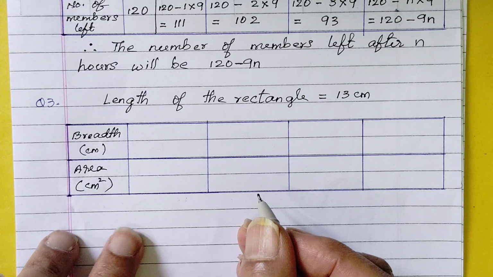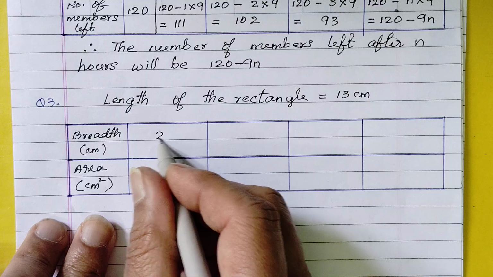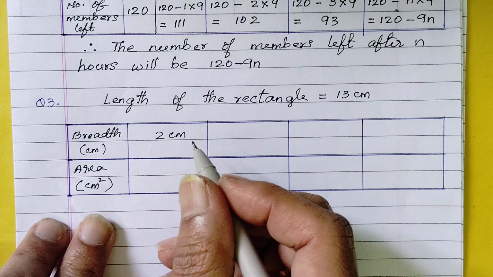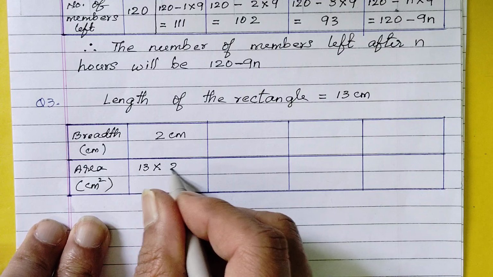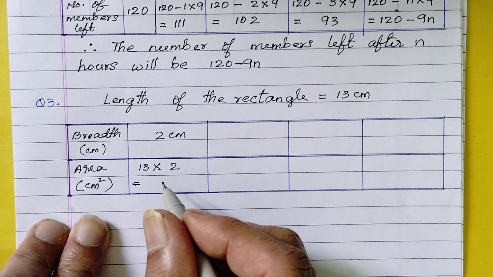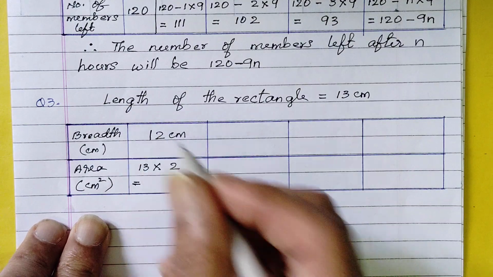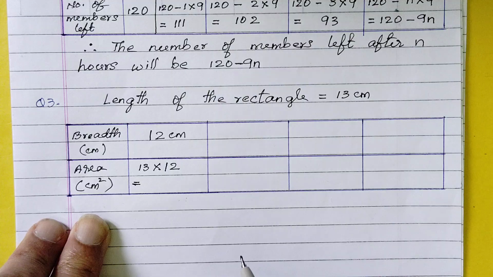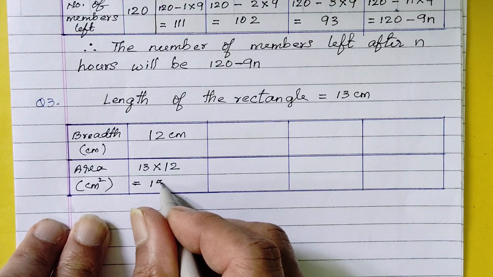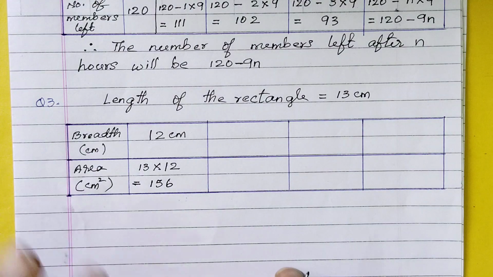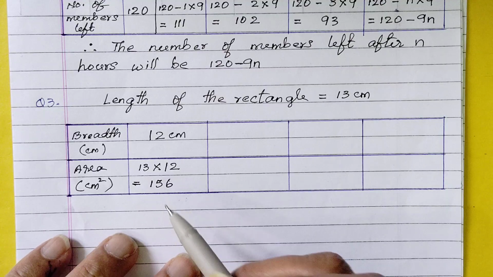So here, when the breadth is 12 centimeters, the area will be 13 into 12, so we will get 156 centimeter square. When the breadth is 12 centimeters, the area is 156.